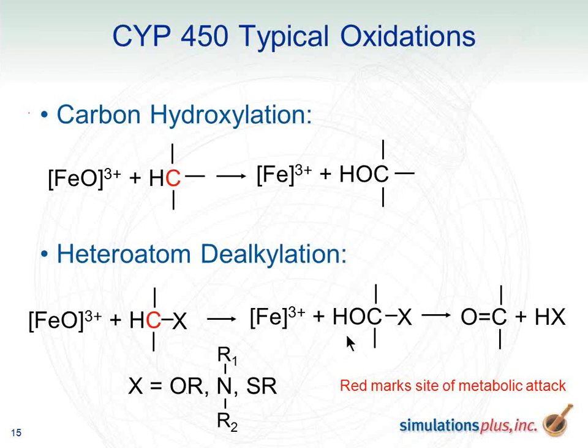This would create, again, an alcohol, but because of the X group, this is unstable. So, for example, if X is a nitrogen, this compound would be an aminal, which is unstable and would fall apart into the ketone or aldehyde and the amine.